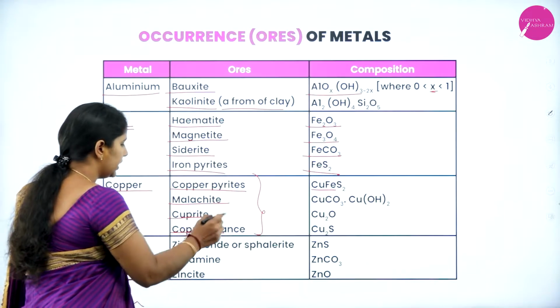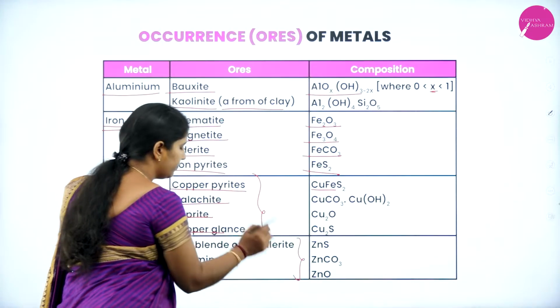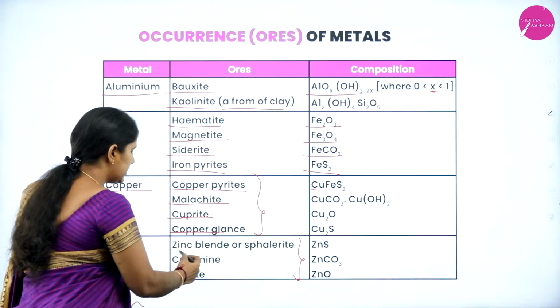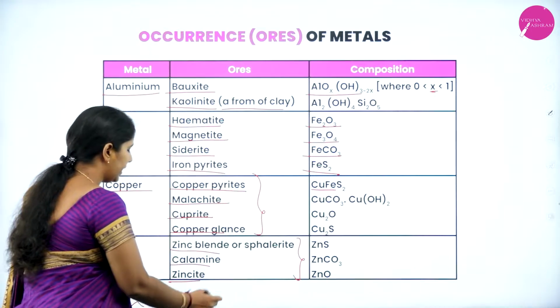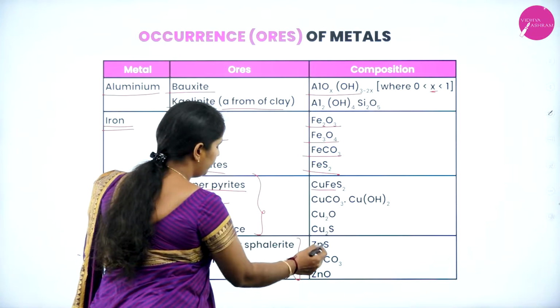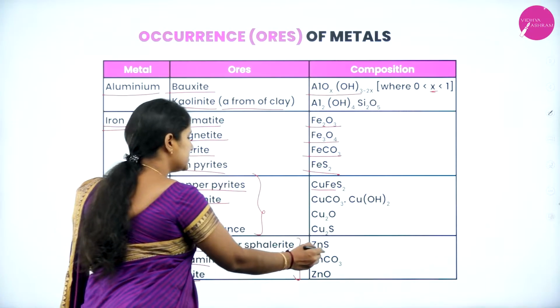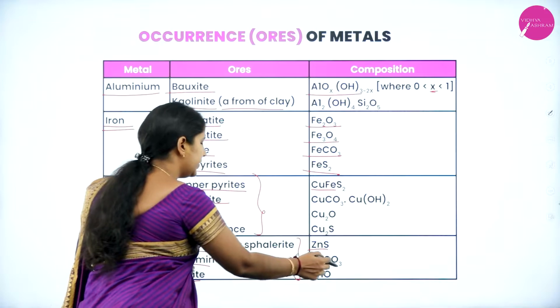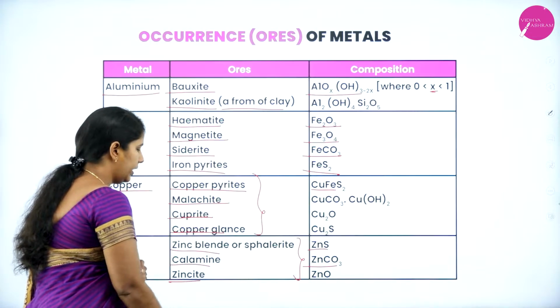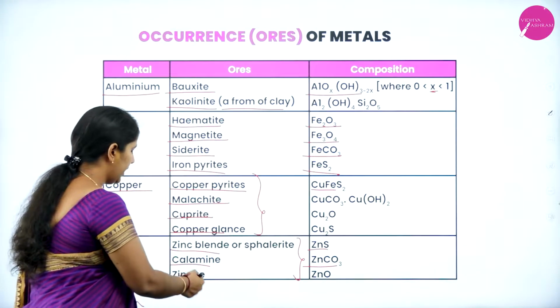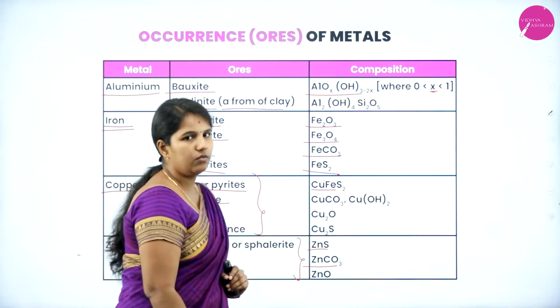Similarly, for zinc, we have three ores: zinc blende, calamine and zincite. For zinc blende, it is ZnS. For calamine, it is zinc carbonate, ZnCO3, and zincite is ZnO.